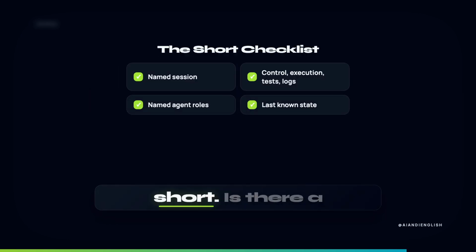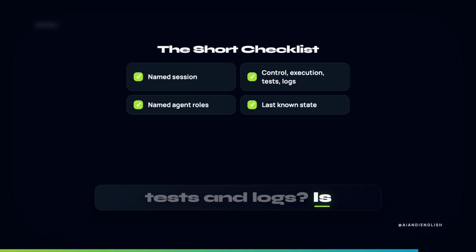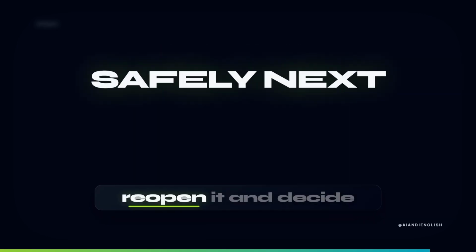The checklist is short. Is there a named session? Are there windows for control, execution, tests, and logs? Is every agent named by role? Is there a last known state? Can you close the session, reopen it, and decide within 2 minutes what safely happens next?